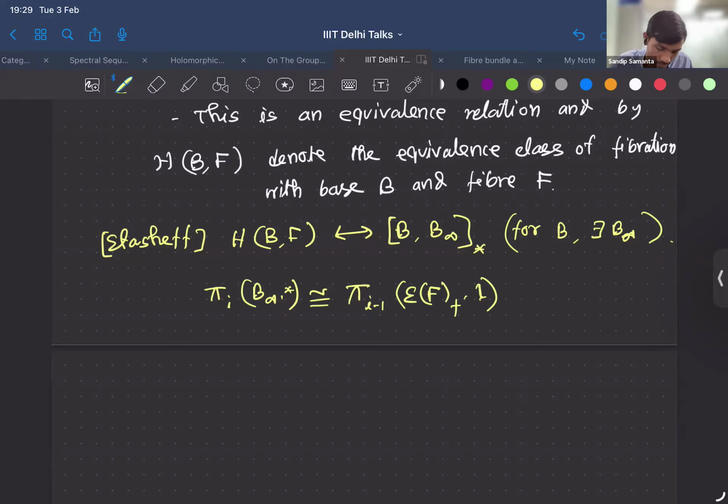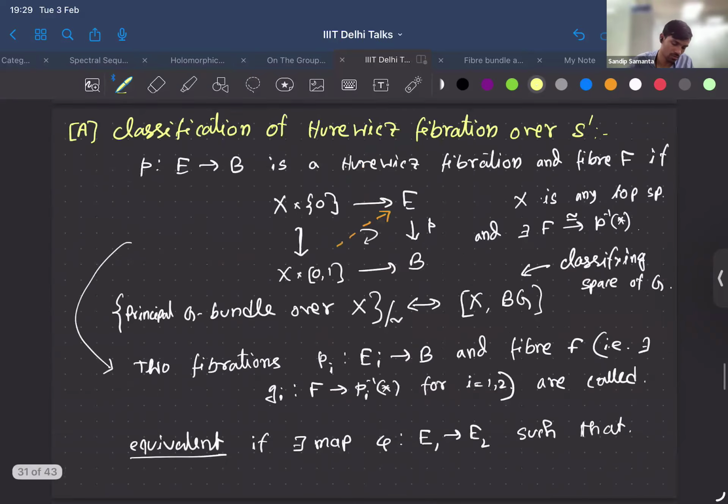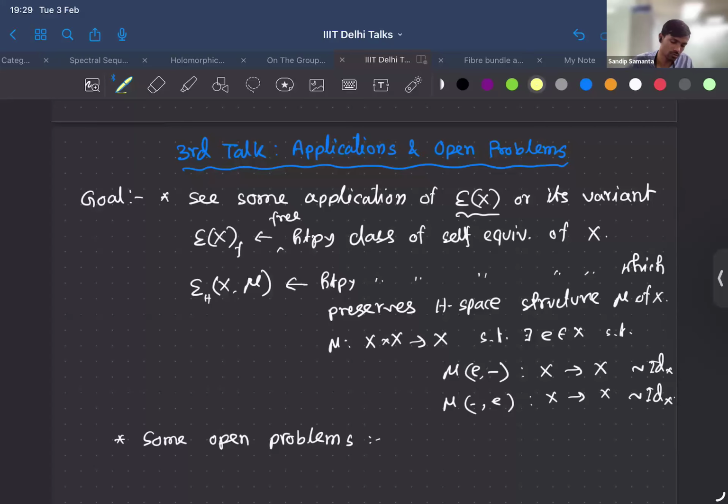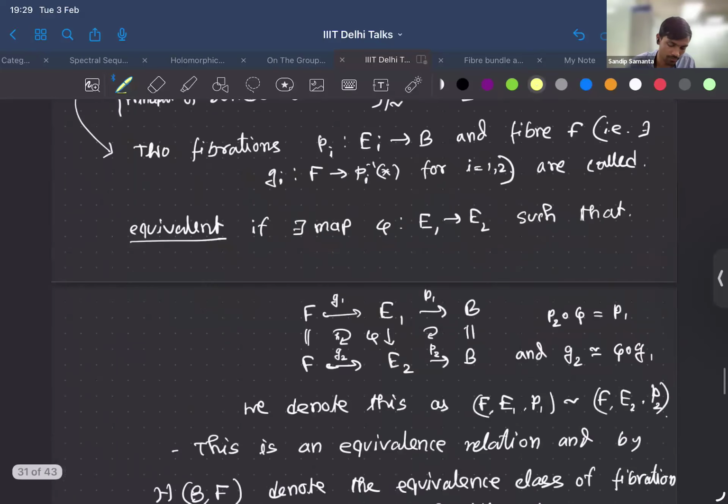So we have the fiber. Now this pi i, the ith homotopy group of B infinity, taking any base point star, is isomorphic to the (i minus one)th homotopy group of the group of self-homotopy equivalences, this epsilon of F. So the free homotopy classes of self-equivalences of the fiber F.